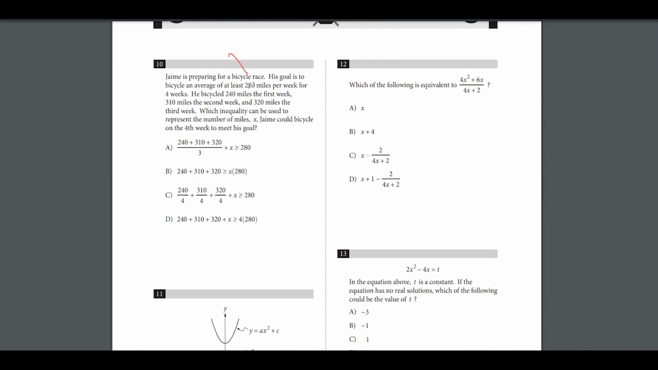Jamie is preparing for a bicycle race. The goal is to average 280 miles per week for 4 weeks. He bikes 240 for the first week, this one for the next, this one for the next. Which inequality can we use to find the number of miles he could bike the 4th week to meet his goal?